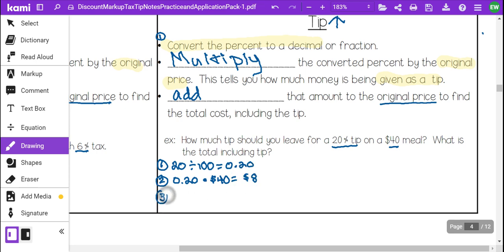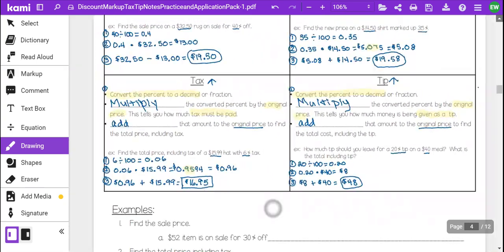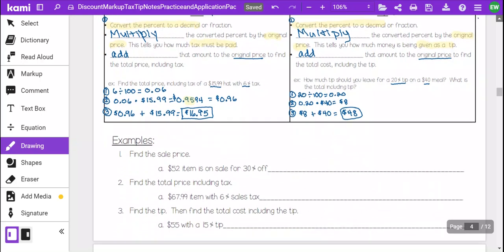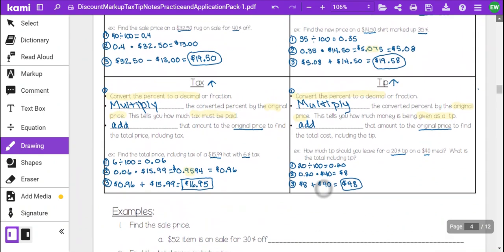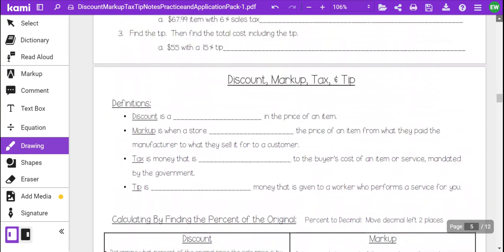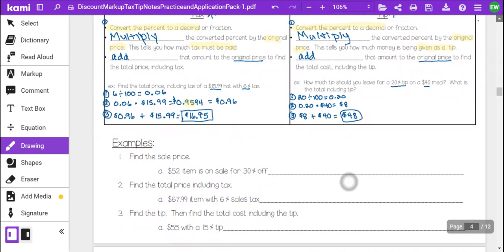So number 3, add that amount to the original price. So you got your tip plus your original price of $40 is equal to a $48 bill. Alright, zoom back out. These are your completed notes, okay? You have 3 examples to do and answer on this Ed puzzle. Let's talk about these really, really quick. Then you'll highlight some of the problems on the back, and then you have Alex practice.